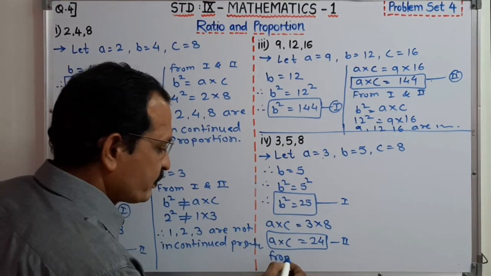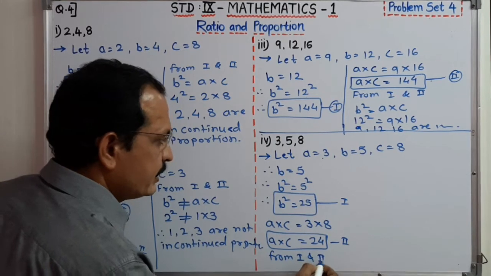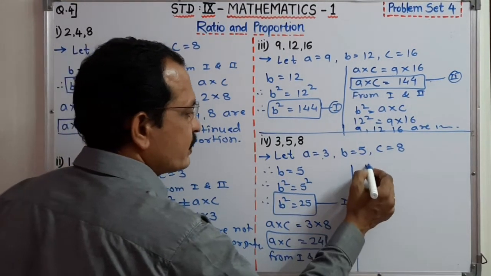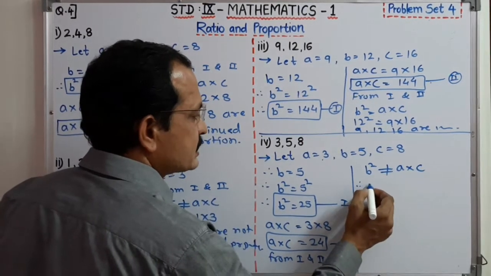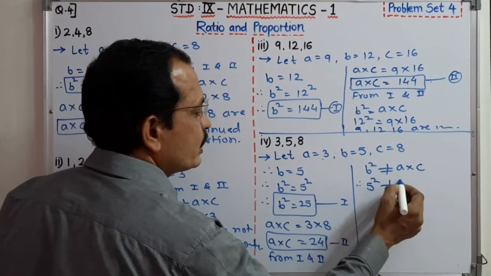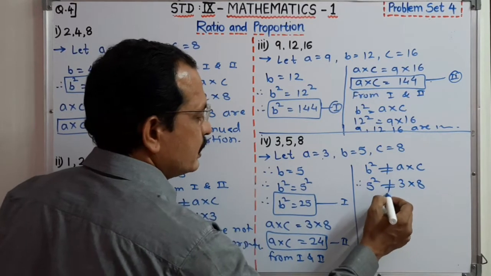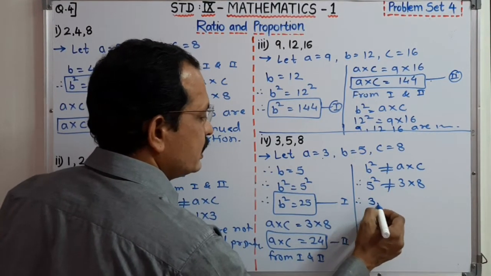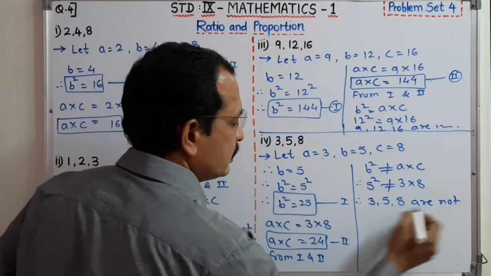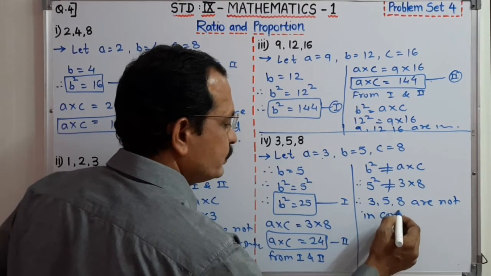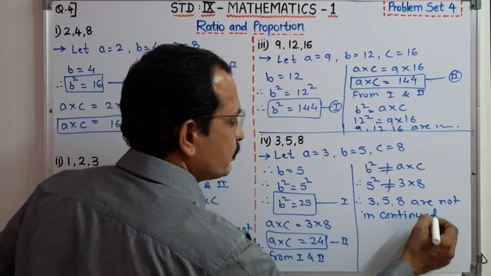Therefore, from first and second, this B square is not equal to A into C. That means 5 square is not equal to 3 into 8. Therefore, dear student, 3, 5 and 8 are not in continued proportion.